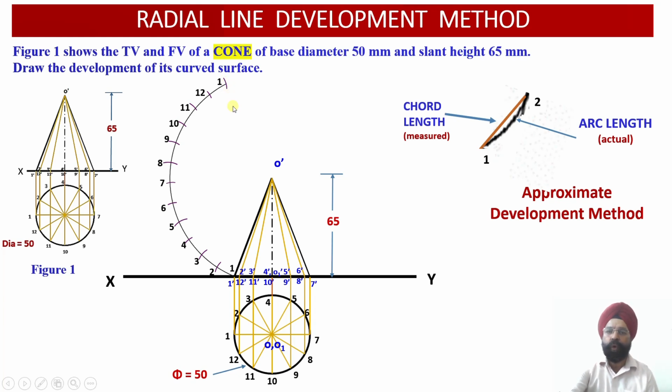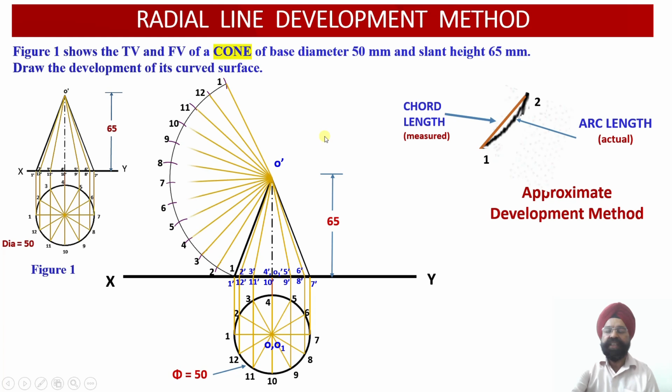Now I am going to draw radial generators from this apex point onto every point of this arc, so that I obtain the radial generators in the development. So this is the development of a cone. Only thing is, because it is manual drafting, the angle of this sector will be slightly shorter, maybe 1 to 2 degrees or 3 degrees. It will be shorter than the actual or desirable one.